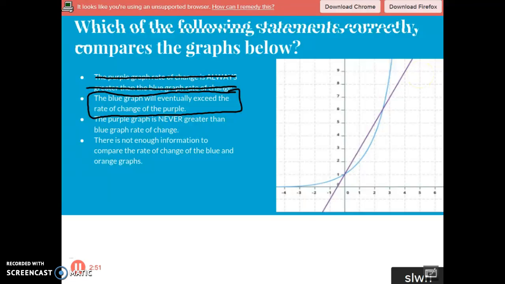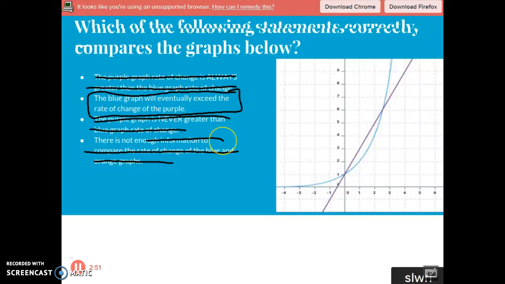The purple graph is never greater than the blue graph. Well, that's not true. The purple graph is greater at this point here. Purple is greater, and it's because it's closer to the y-axis. So we know that's not correct. Be careful of those always and nevers. There is not enough information to compare the rate of change of the blue and orange graphs. Well, there isn't even an orange graph, so we know that this is not correct. Somebody tried to trick us. The correct answer is the blue graph will eventually exceed the rate of change of the purple.